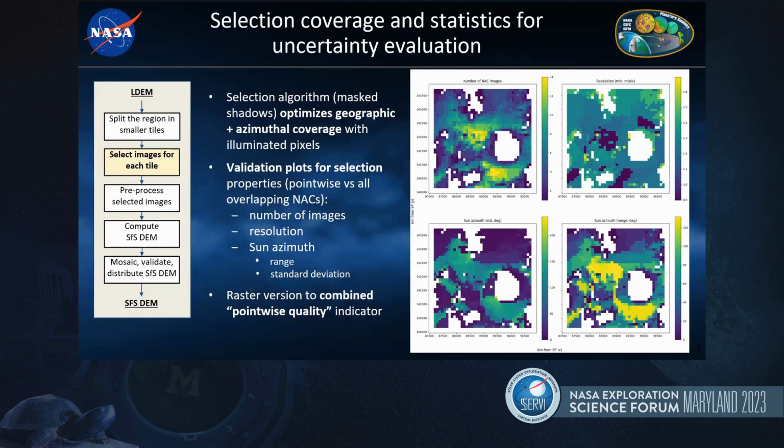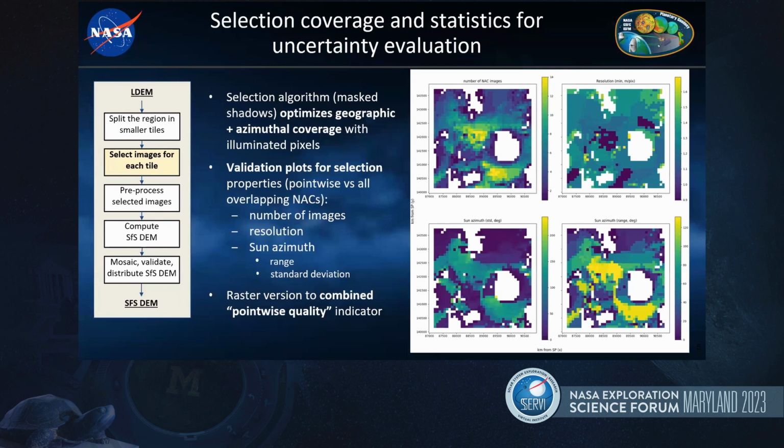So in terms of image selection, for computational reasons, we don't want to use all the images that we have overlapping the target region that we want to reconstruct. So we use machine learning based techniques and libraries to select a subset of images, optimizing the geographic coverage of the region, and also the sun illumination angles covering the region. And we evaluate our choice based on a set of indicators.